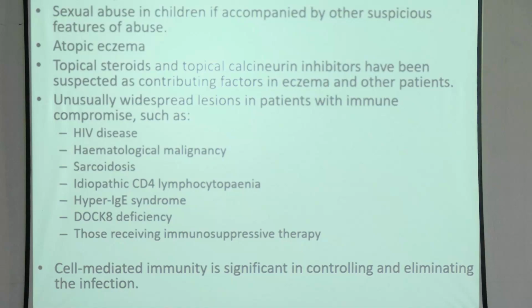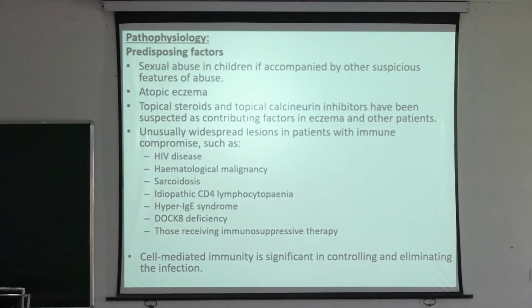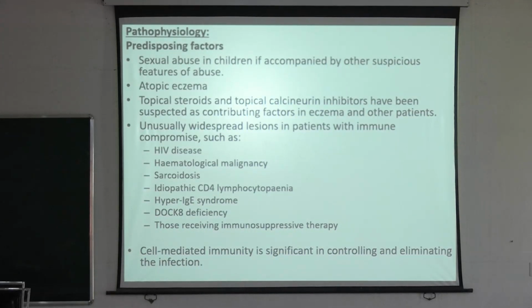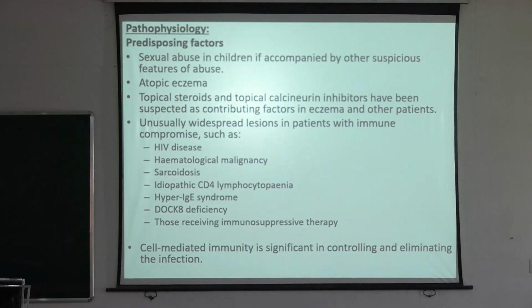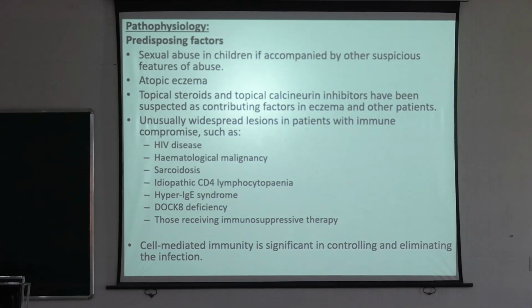Eczema, then patients with HIV, malignancy, sarcoidosis, idiopathic CD4 lymphocytopenia, hyper IgE syndrome, these are all predisposing factors. Molluscum is very common. In HIV patients, you can see molluscums are huge, big in size. Then you can suspect molluscum.